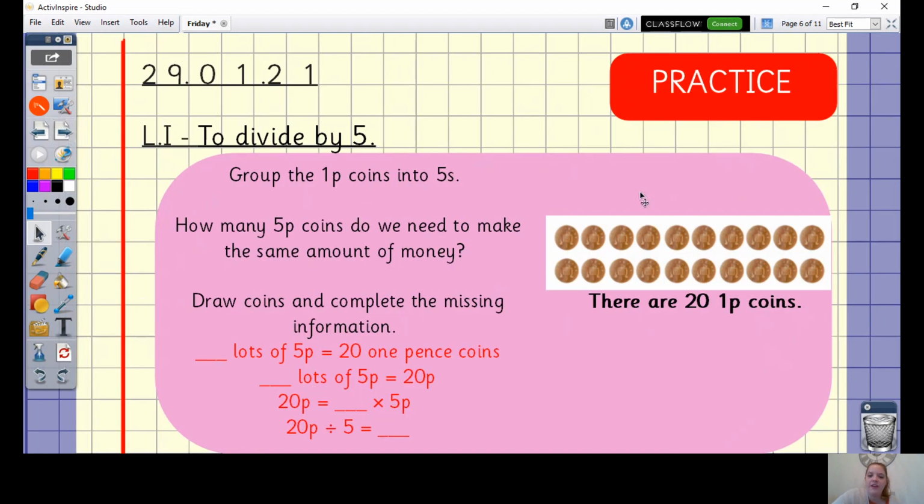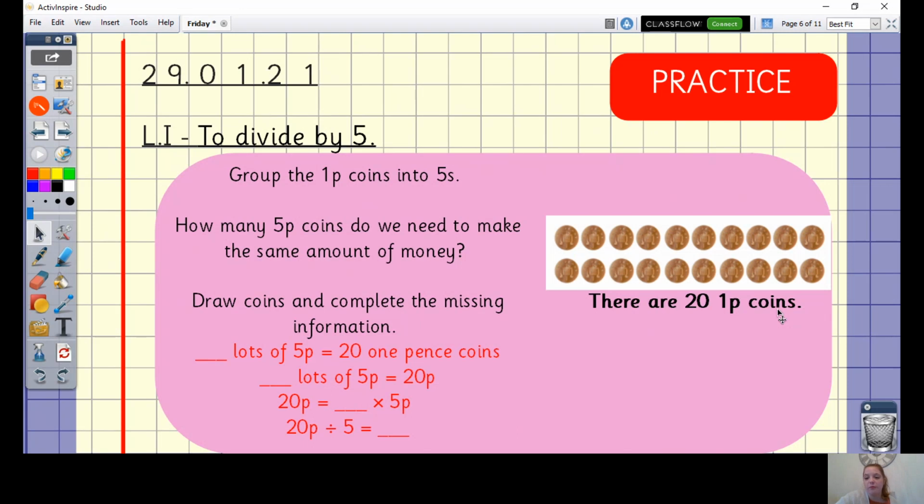Okay, so then finally for our practice, we've got some money. You can see some 1p coins here, and for your information, there are 20 1p coins. So we need to keep that in our mind to help us with this question. I want you to group the 1p coins into 5s, so group them into groups of 5.